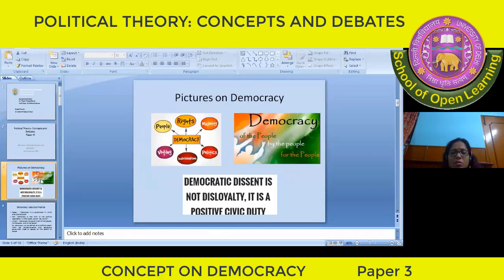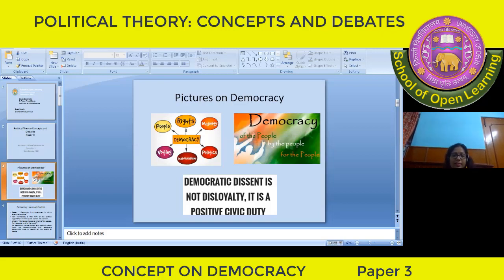Let us go back to the picture on democracy again, and let us conclude the idea of democracy. Democracy talks about people's power. It is of the people, by the people, and for the people. It should take care of the people as the main prospect of ruling. Democracy should not be confined only to a mechanism of governing. It should come in a substantive way into the day-to-day life and activity of the people.